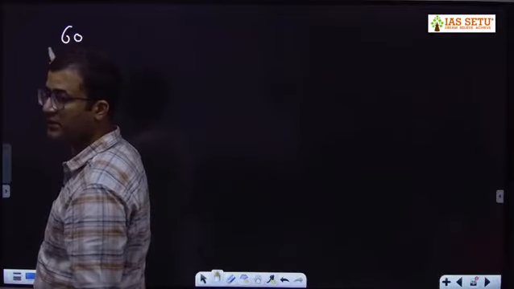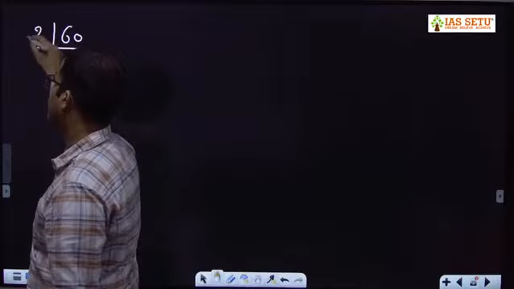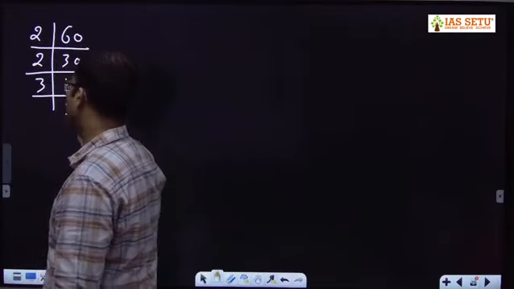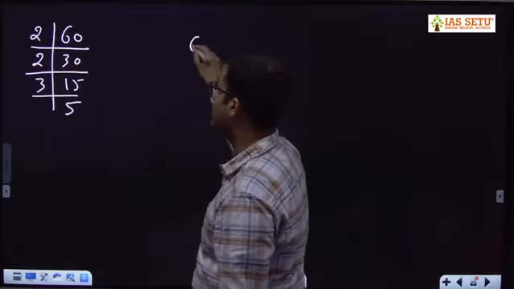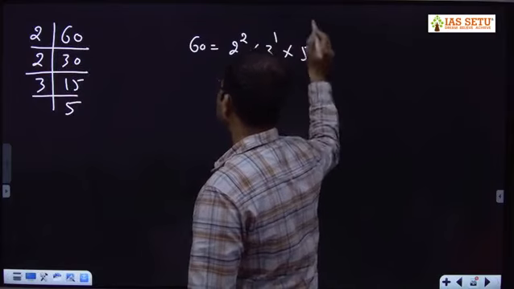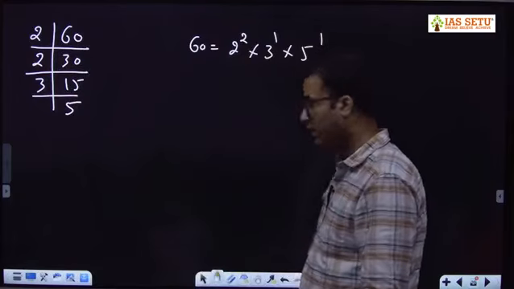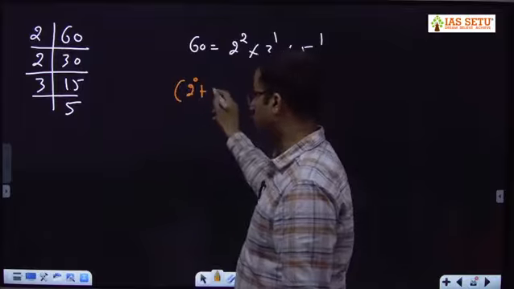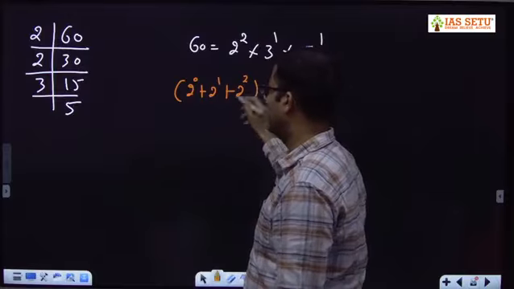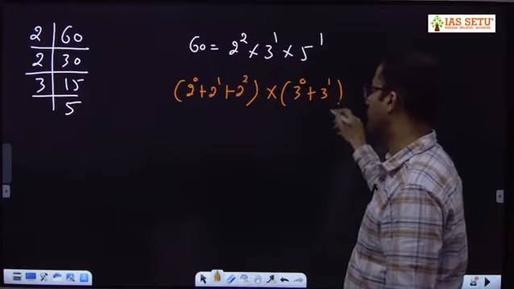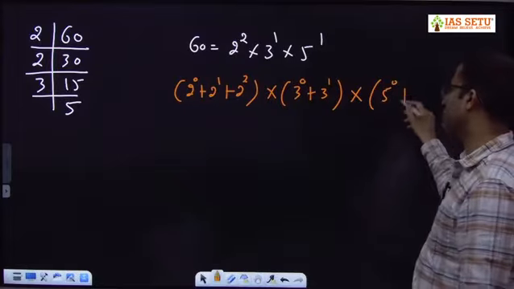60. So first we express 60 in the prime form. 2 common 30, 2 common 15, 3 common 5. So 60 is equal to 2 to the power 2 into 3 to the power 1 into 5 to the power 1. So then what we will do, we start with this: 2 to the power 0 plus 2 to the power 1 plus 2 to the power 2, bracket close, into 3 to the power 0 plus 3 to the power 1 into 5 to the power 0, 5 to the power 1.